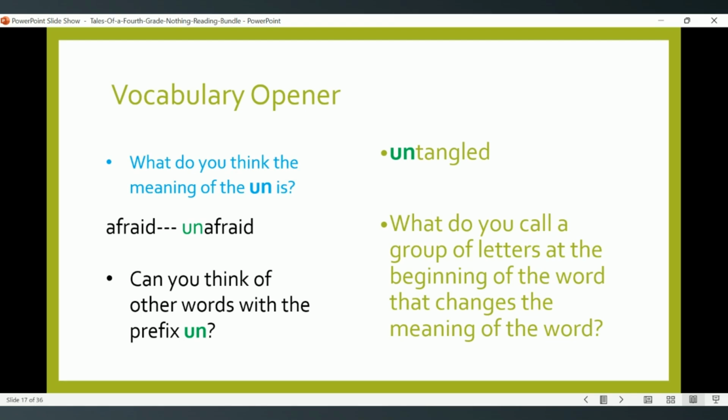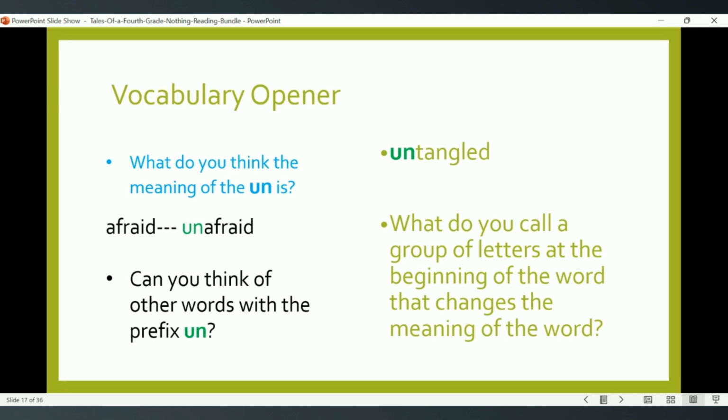Okay, so here we're focusing today on the prefix, and again we're going to start off with a discussion. So let's have a look at this word, untangled. You could start off by putting this into a sentence in some way, right? The girl used the brush to untangle her hair. And what do you think it means? In this way, you're giving kids the opportunity to use their context clues to work out what they think it means, and this builds a deeper understanding of the word.